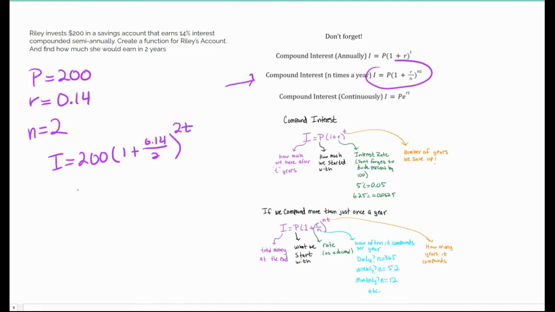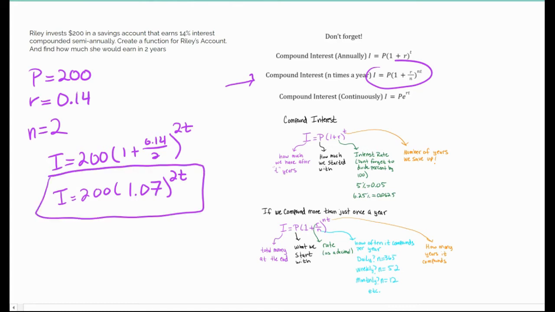Now, just to do a little bit of math here to make it look a little prettier, we can say 200, 1 plus 0.14 divided by 2 is 0.07. So we should get this as our prettiest and most beautiful equation here. Now, to find out how much she would earn in 2 years, I'm basically saying the amount of time that she's compounding it is going to be equal to 2.